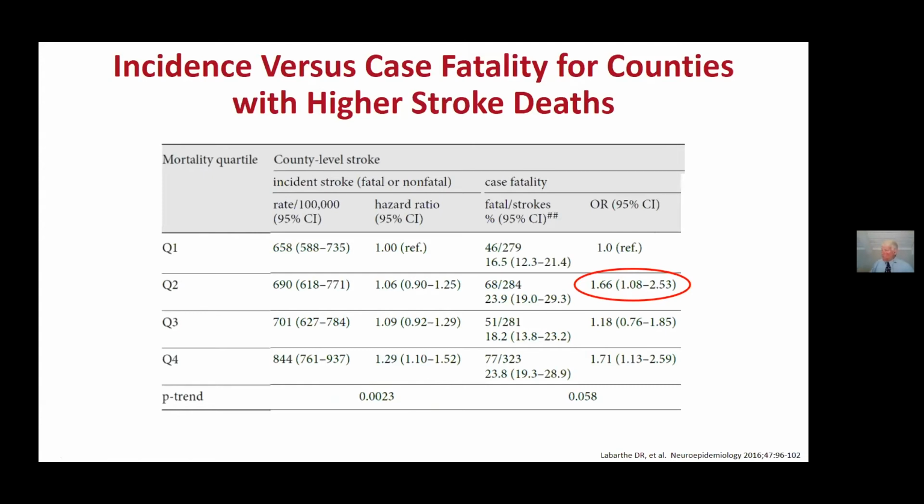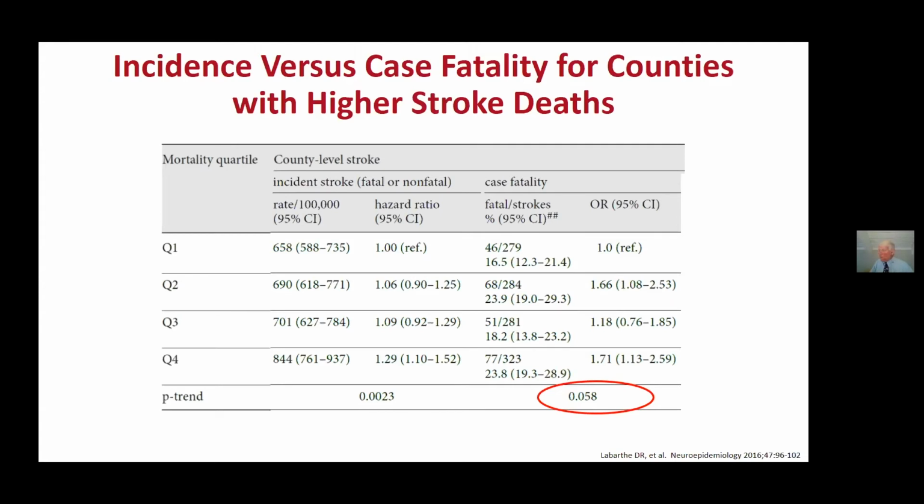But when I move to the third quartile, you can see it goes back down, and then the fourth quartile, it goes back up. So you have this really inconsistent pattern in the relationship between living in an area where lots of people are dying from a stroke and actually dying from the stroke if you live there. And the p-value for the trend, is there increasing risk of dying from a stroke as you move up from areas where few people die from a stroke to lots of people die of a stroke, is of borderline significance.